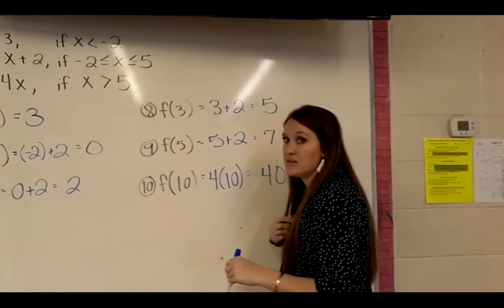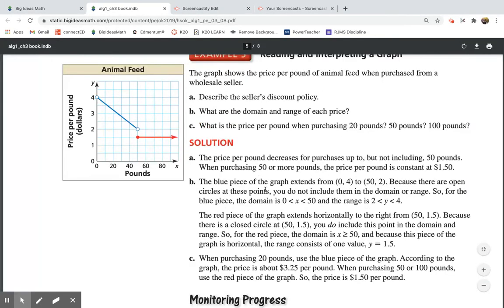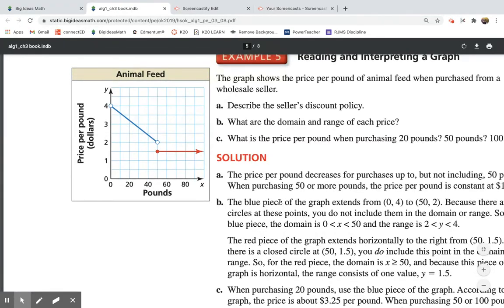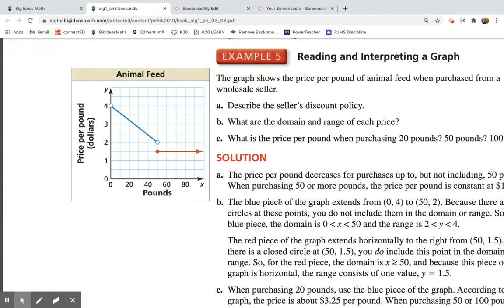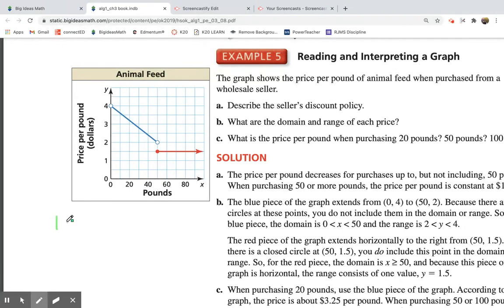Okay, now let's look at 11. On problem number 11, it was just easier for me to do it on here instead of on the board. So we are referring to this graph. I can at least zoom in for it. It said, in example 5, what is the price per pound when purchasing 1 pound? So if you look, 1 pound is literally almost at 0. So I would say almost 4 if 4 was included, but since it is an open circle there, 4 is not. 1 is right next to it, so I would probably say that for 1 pound, it's $3.99. As long as you were somewhere close there, as long as you did not say 4, then it's correct.